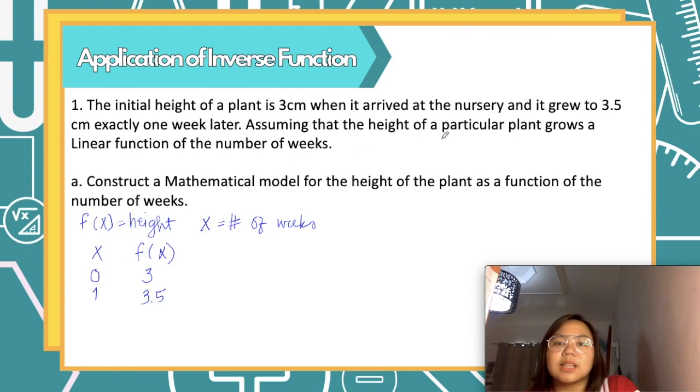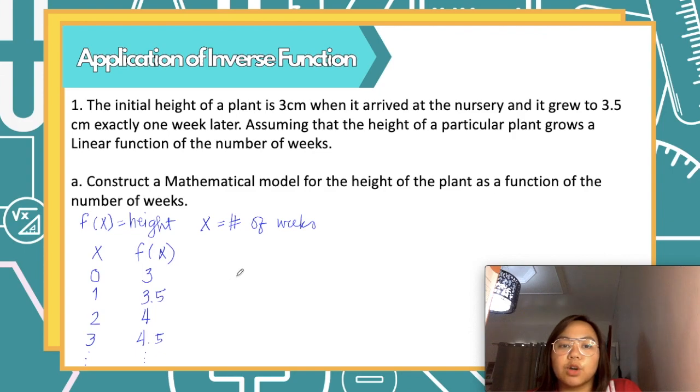And since it was stated that the height grows as a linear function of the number of weeks, meaning it will grow in the same pattern. So after second week, madadagdagan ulit siya ng 0.5, so magiging 4 cm na siya. After 3 weeks, magiging 4.5 and so on. Okay, and so on. And we are to construct a mathematical model of this given situation.